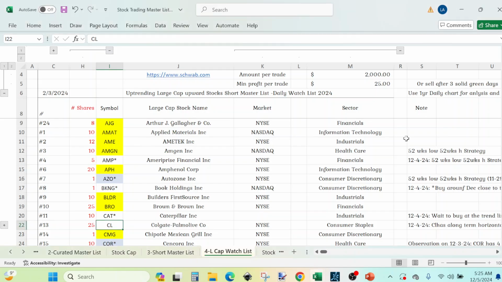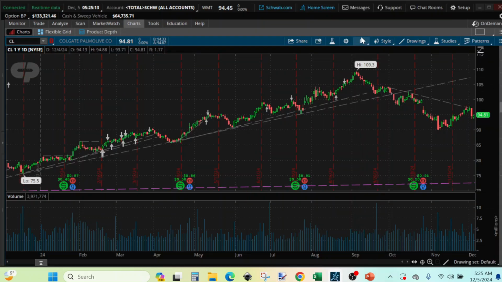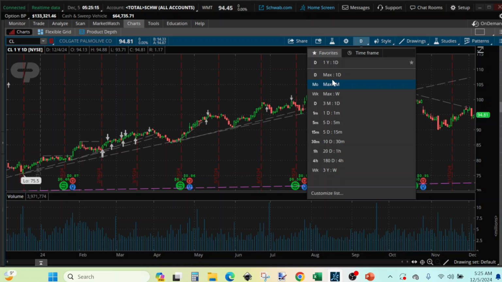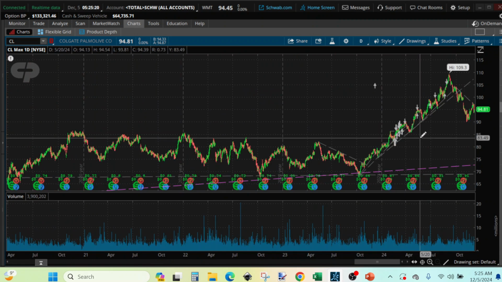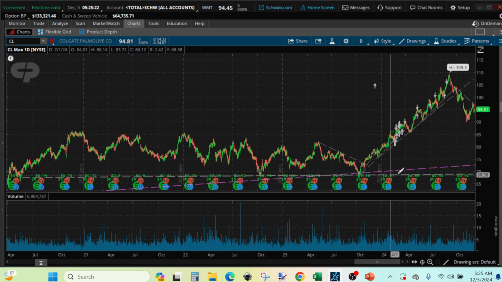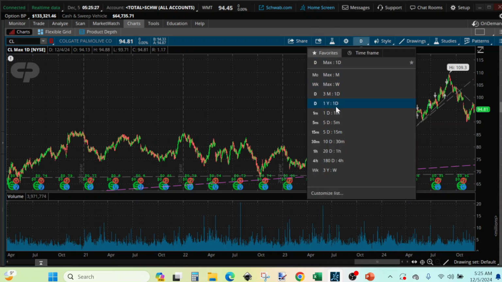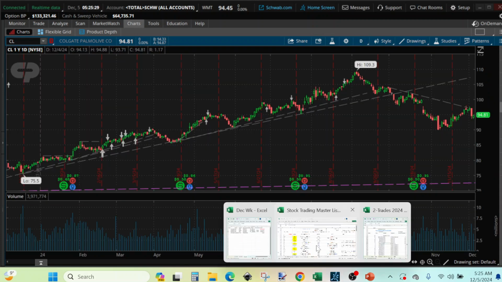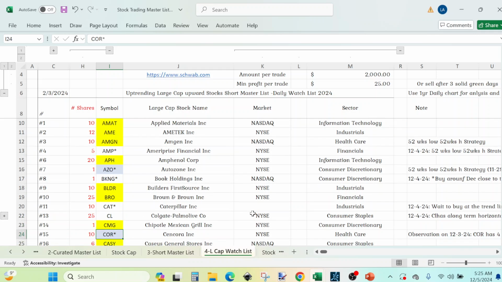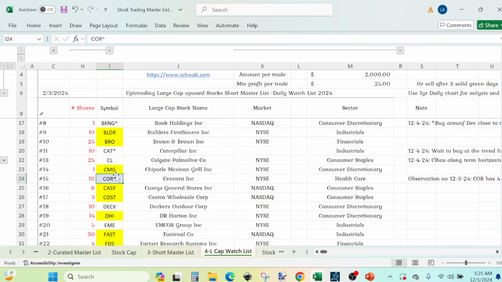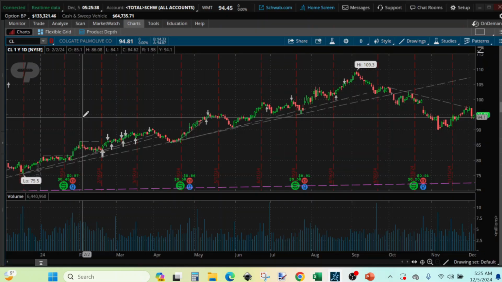Oh, in fact, that is a horizontal line, the line that I color code, maximum daily chart. Yeah. Oh no, that is the oblique one. Okay, the horizontal one is down. Okay, so let's go to our 1 year daily chart again. And the next one is COR.